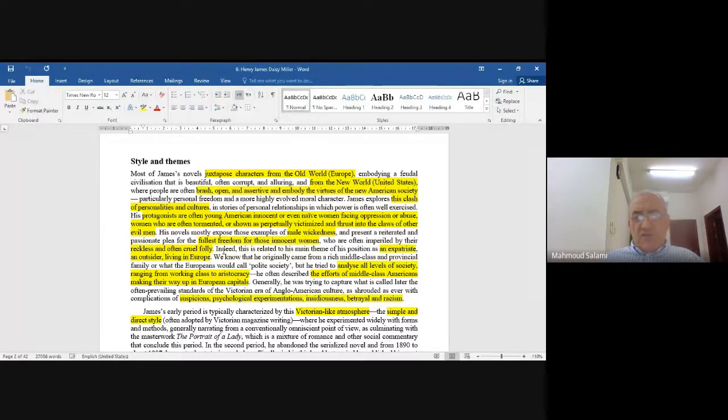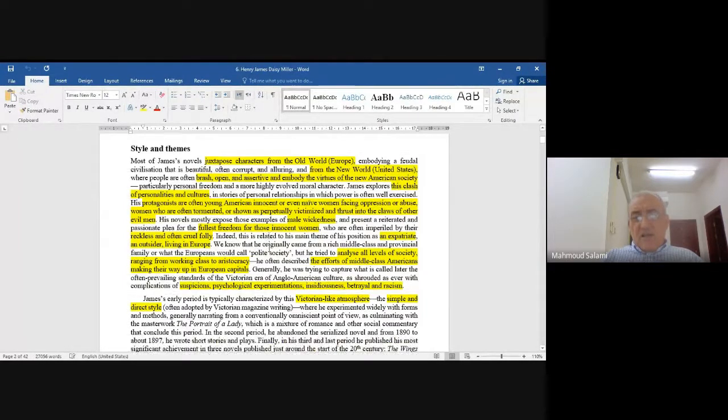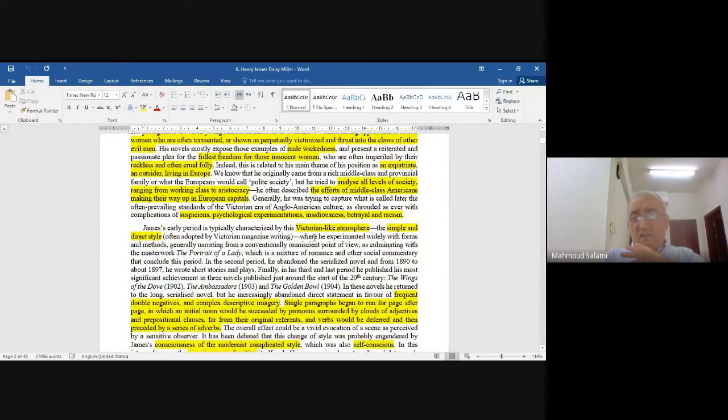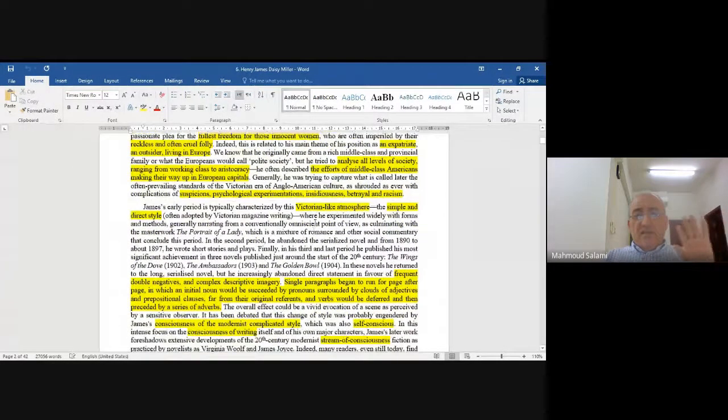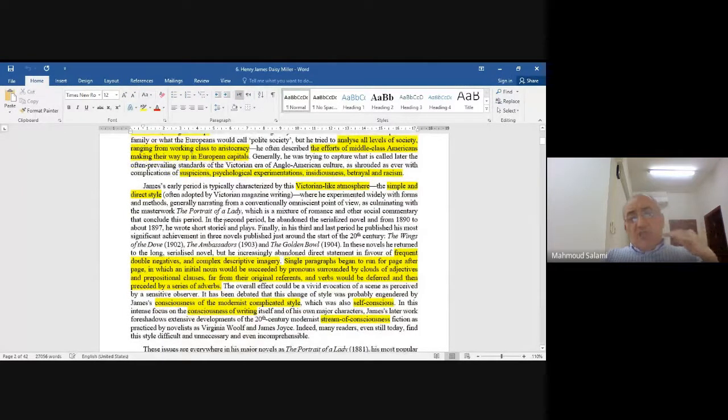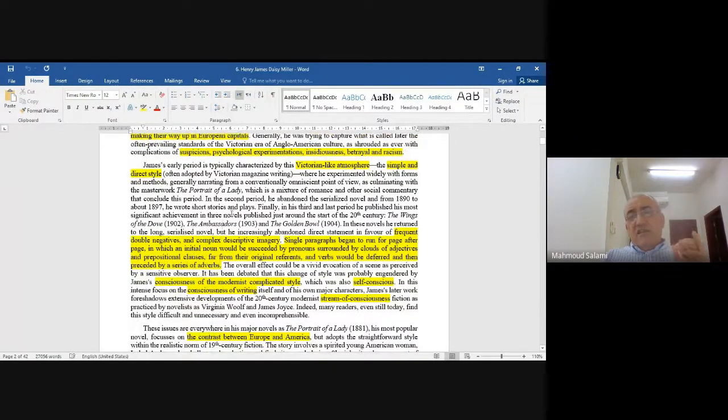James was known, as I see here, in a very Victorian-like atmosphere. I repeat that, a very Victorian-like atmosphere. The simple and direct style, like in Victorian novels, in an absolutely realistic fashion. But later on, of course, he changed. This is his early work, please read all this because I can't read it all. But this is the idea, because his writings were characterized by all these things.